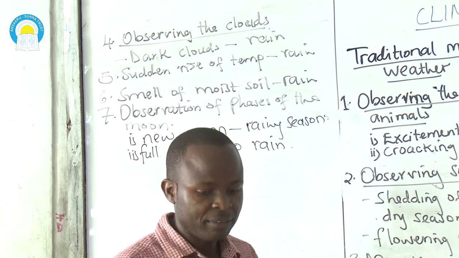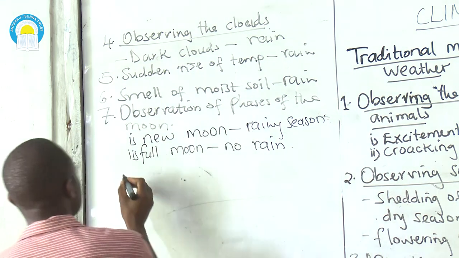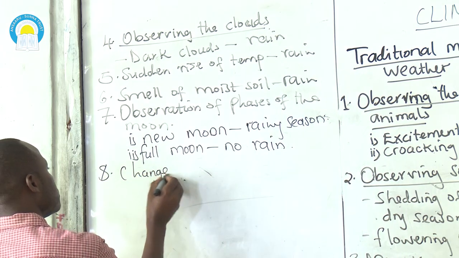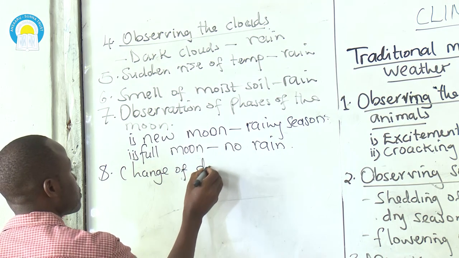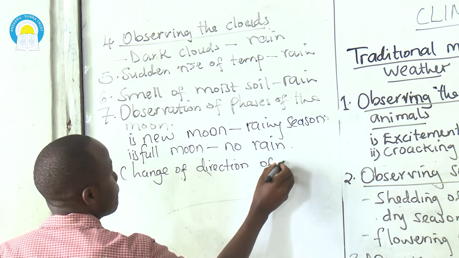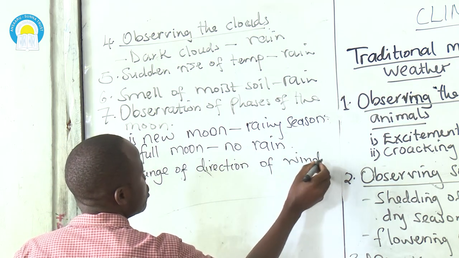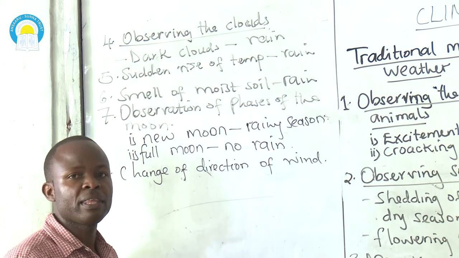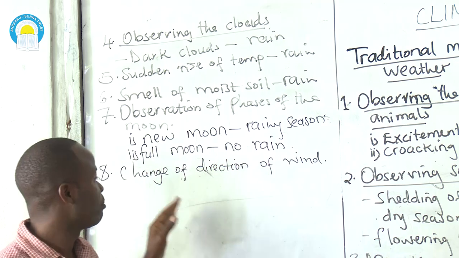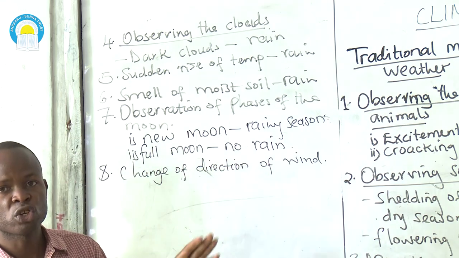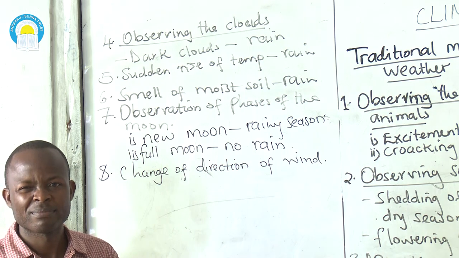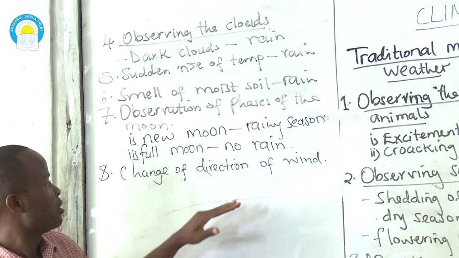Then we also have change of direction of wind. Change of direction of wind. The traditional weathermen knew how to tell the weather by observing the change of direction of wind.